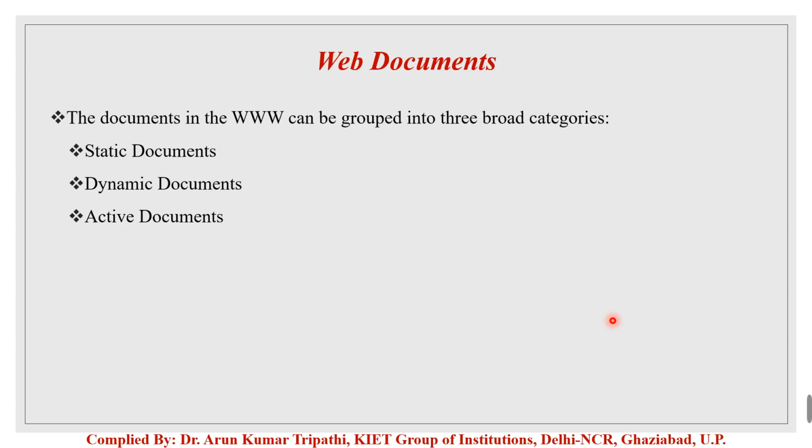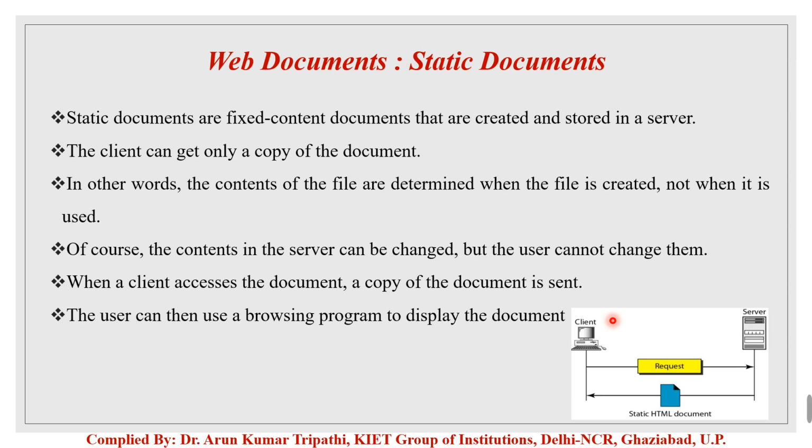Now, web documents. Web documents are of three types: static, dynamic, and active. So we will discuss these one by one. Static documents. Static documents have fixed content, and are created and stored on the server. The client can get only a copy of the document. In other words, the content of the file is determined when the file is created, not when it is used.